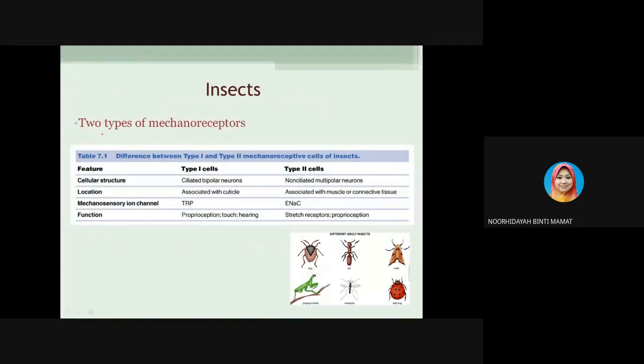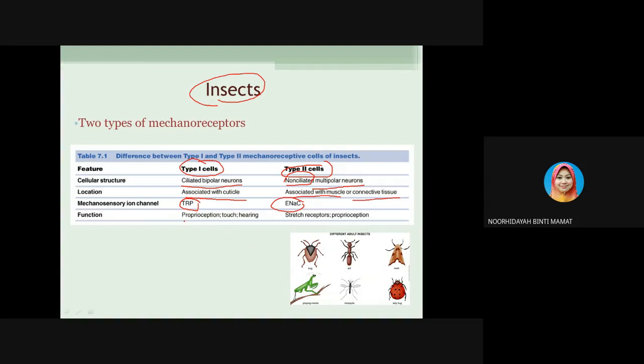We also have two types of mechanoreceptors in insects: type 1 cells and type 2 cells. For the cellular structure, the type 1 cells have ciliated bipolar neurons, and the type 2 cells have non-ciliated multipolar neurons. The type 1 cells are located associated with cuticles, while the type 2 cells are associated with muscles or connective tissue. The ion channel involved in type 1 cells is TRP, and in type 2 cells it is NAC.